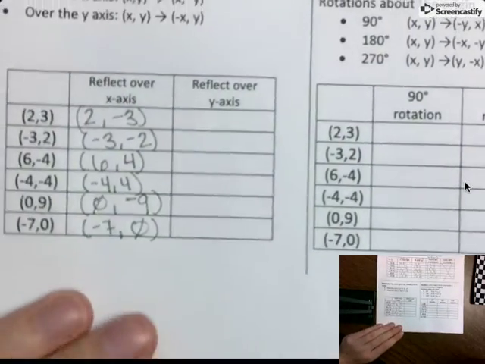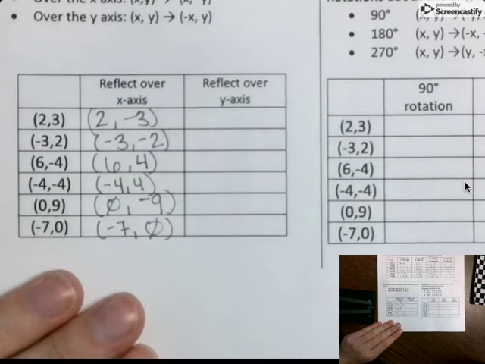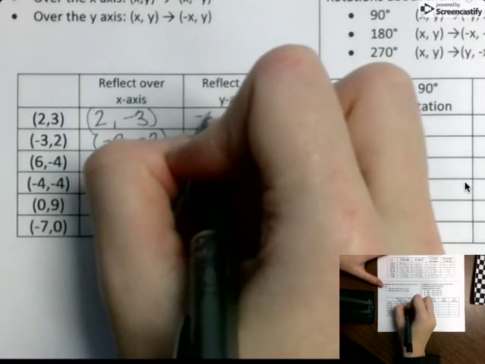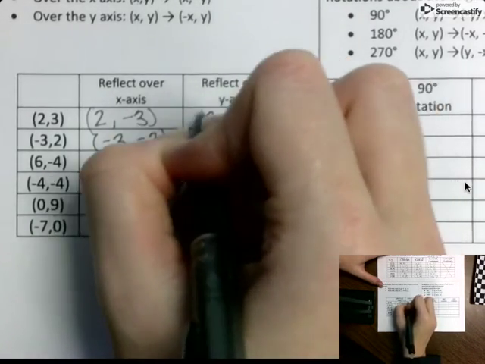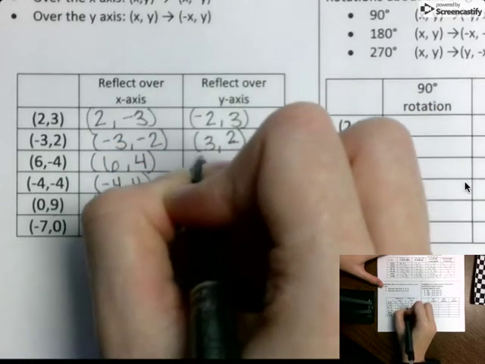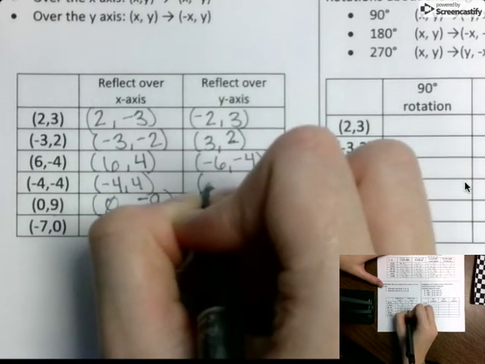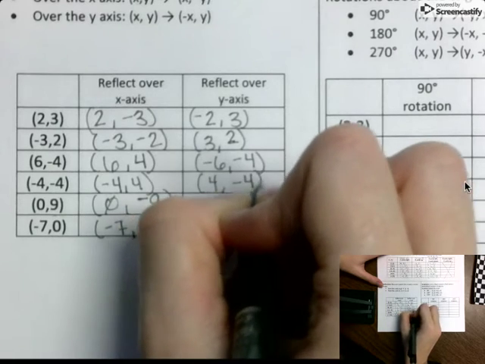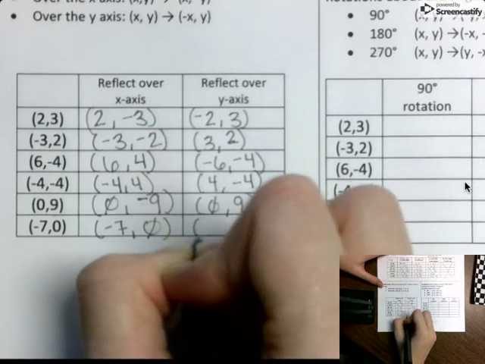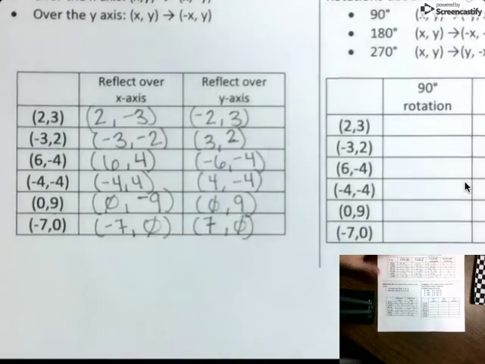Okay? For the flip of that, reflected over the y-axis, the x is the opposite, the y stays the same. So the opposite of 2, negative 2. Y stays the same. The opposite of negative 3, positive 3. The opposite of 6, negative 6. The opposite of negative 4, positive 4. The opposite of 0, 0. The opposite of negative 7, positive 7. And the y stays the same.